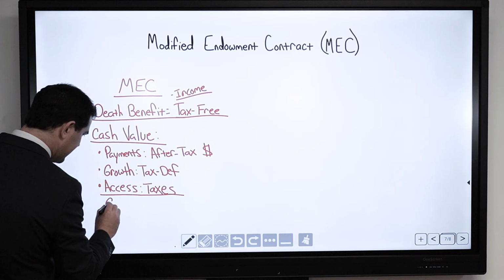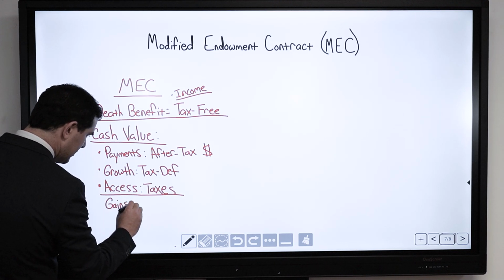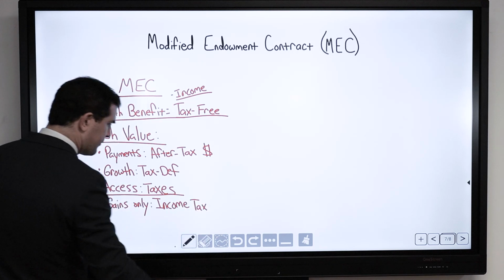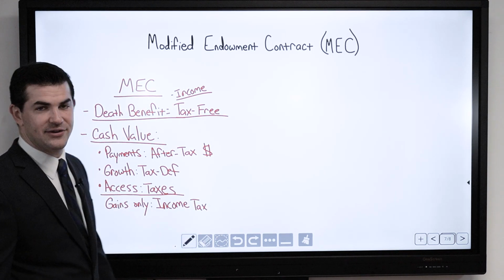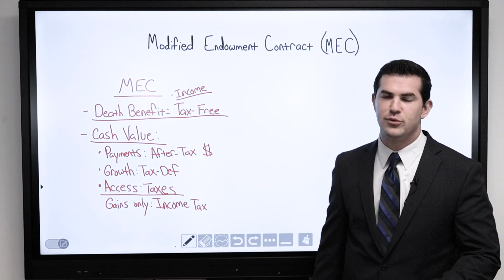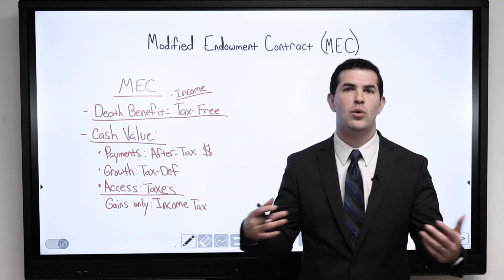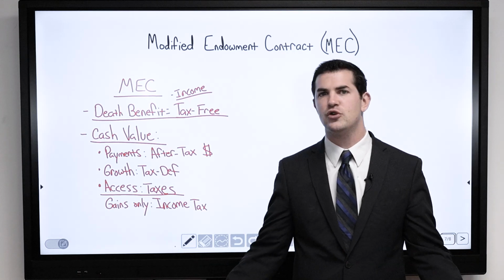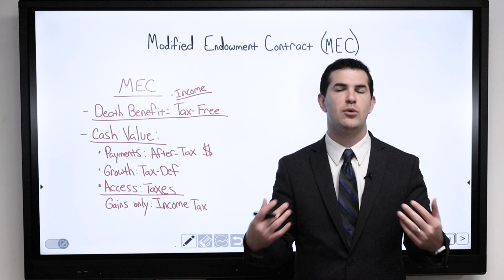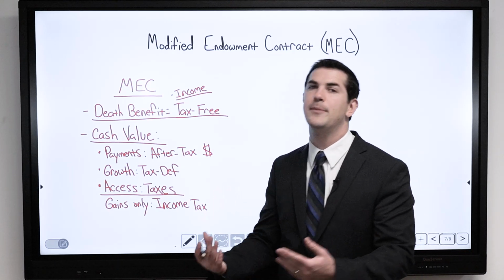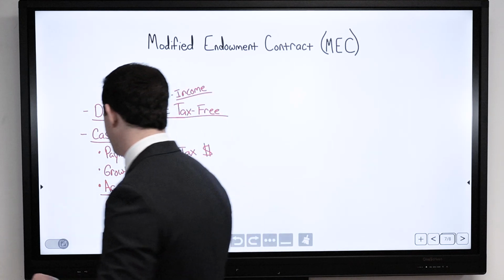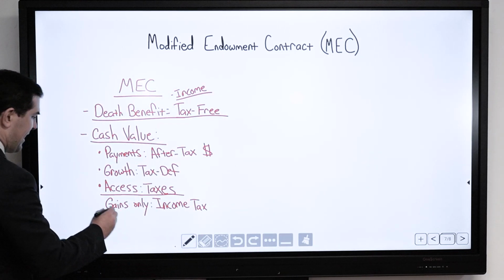in respect to the gains, I have to deal with ordinary income tax. So not capital gains tax or anything like that. If I'm in a 30% tax bracket and I've got a $100,000 gain on a life insurance policy, I pull out $100,000. What's going to happen is I will have to pay ordinary income tax on that $100,000. Gains only, cost basis is not taxed with a MEC.